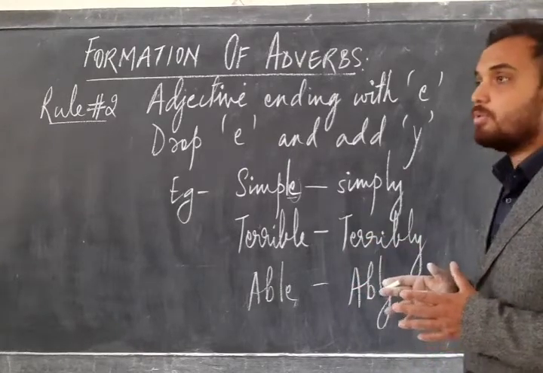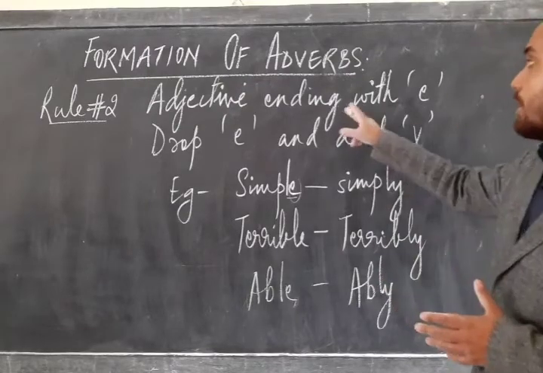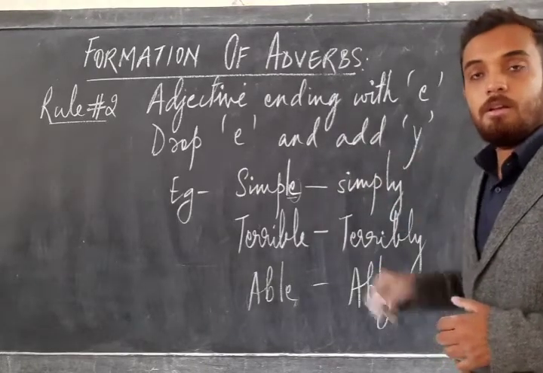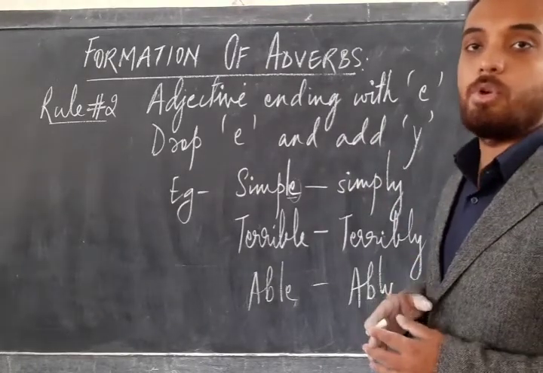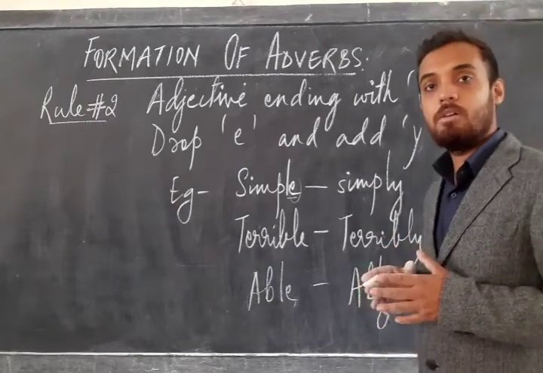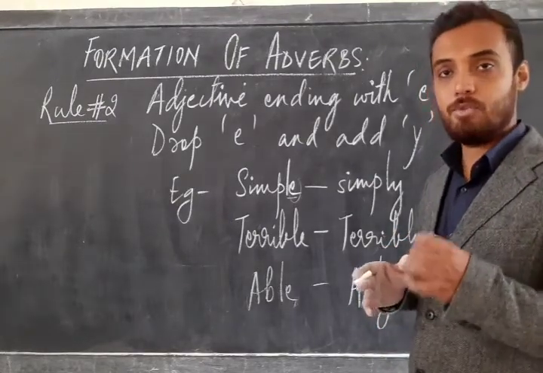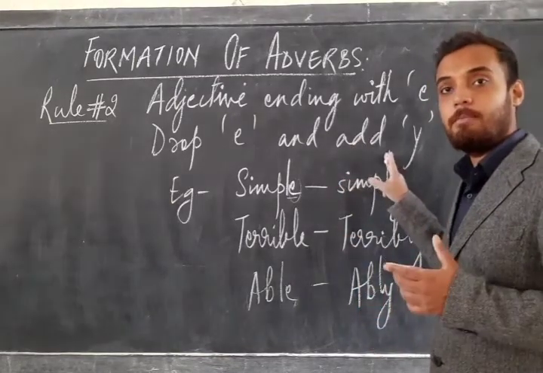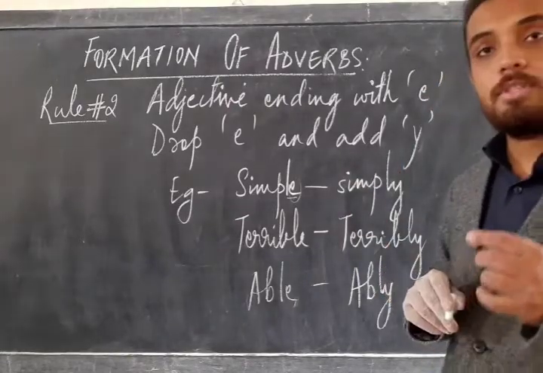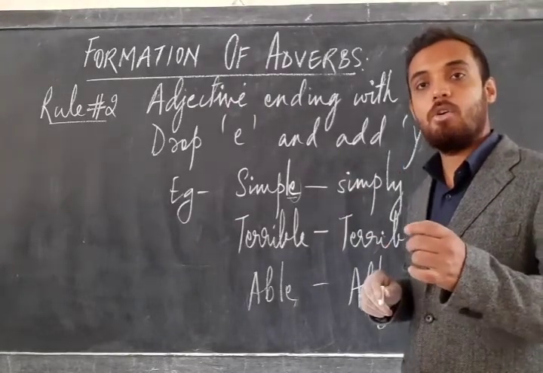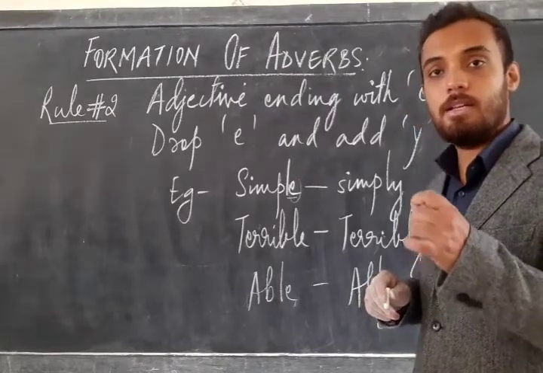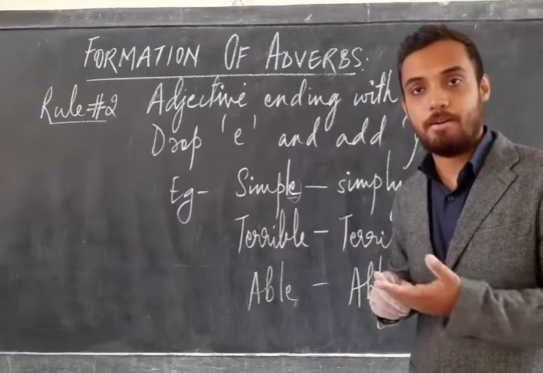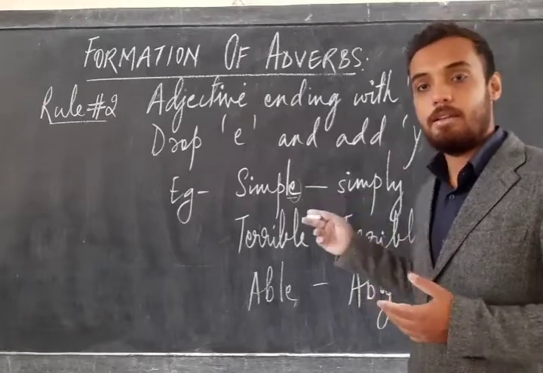In rule number 2, for the adjectives which end with e, we have to drop e and add y. Now there are a few exceptions in rule number 2. Not every adjective that ends with e gets the same treatment. Suppose the word entire is also an adjective which ends with the letter e. But when we are forming an adverb, we can't write entiry.